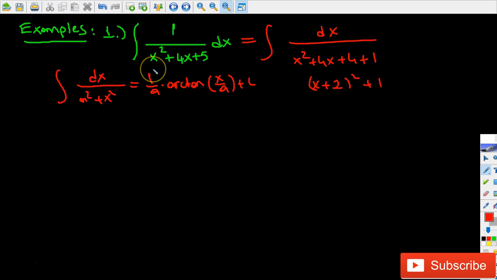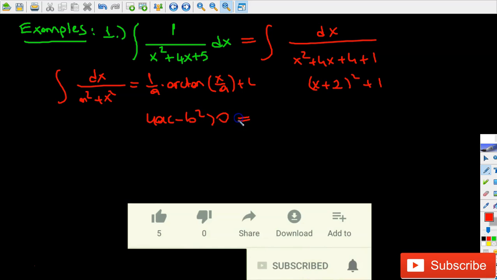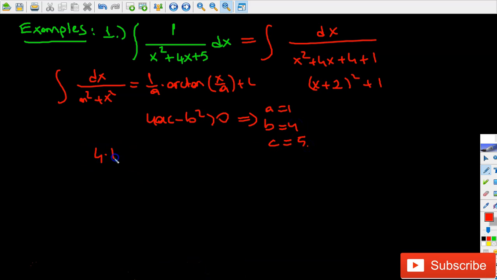So first, let's meet our requirement. What was the requirement that we need to meet? 4ac minus b squared has to be bigger than 0. So we need to figure out what a is. A is 1, b is 4, and c is 5. So let's calculate that: 4 times 1 times 5 minus 4 squared. 20 minus 16, which is 4, which is greater than 0. So it checks, it meets our requirement. Then we can apply the formula.